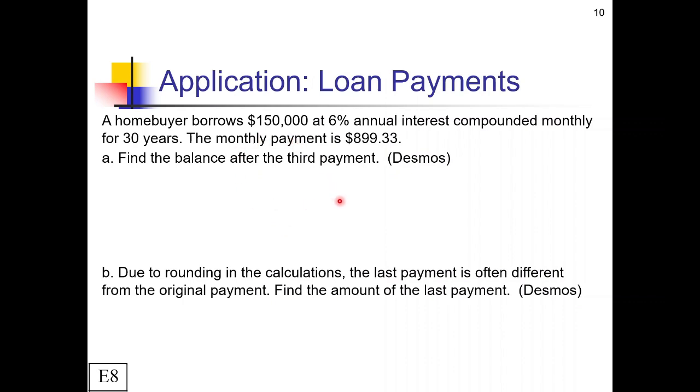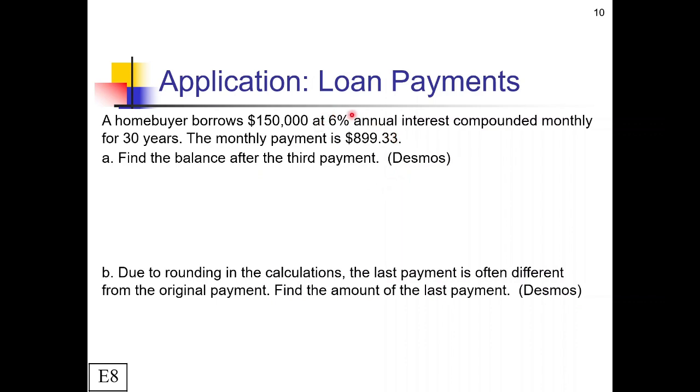For our last problem, we're going to take a look at some finance here. Now, we had a chapter on exponential stuff, so you saw that there was lots of great, direct, explicit formulas for figuring out how much interest you will have acquired over time or something like that. This is a little trickier, though. So we have a home buyer borrows $150,000 at 6% annual interest, compounded monthly for 30 years, and they're giving this monthly payment of $899.33.